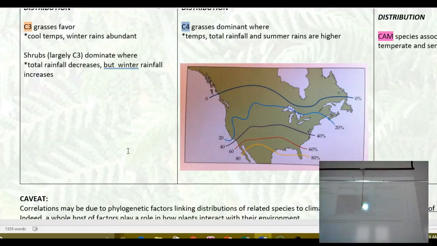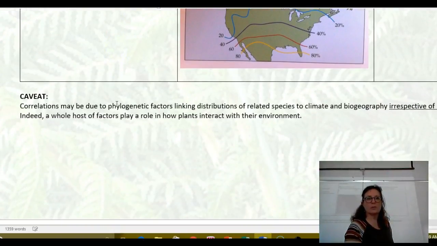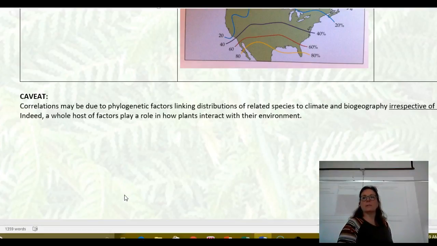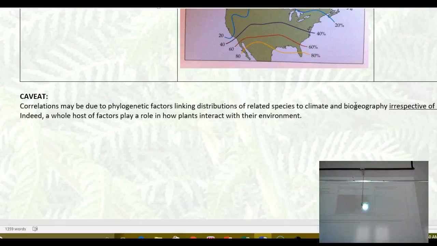Take a look at figure 2.19 with me. Before we leave the table here, there's a caveat I wanted to make sure you saw. Correlations may be due to phylogenetic factors linking distributions of related species to climate and biogeography, irrespective of photosynthetic type. Indeed, a whole host of factors play a role in how plants interact with the environment. What is that caveat trying to get you to see?